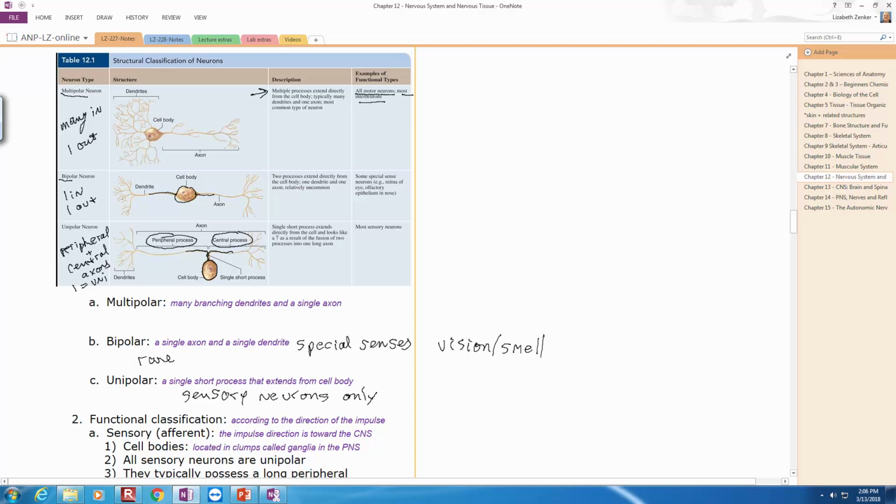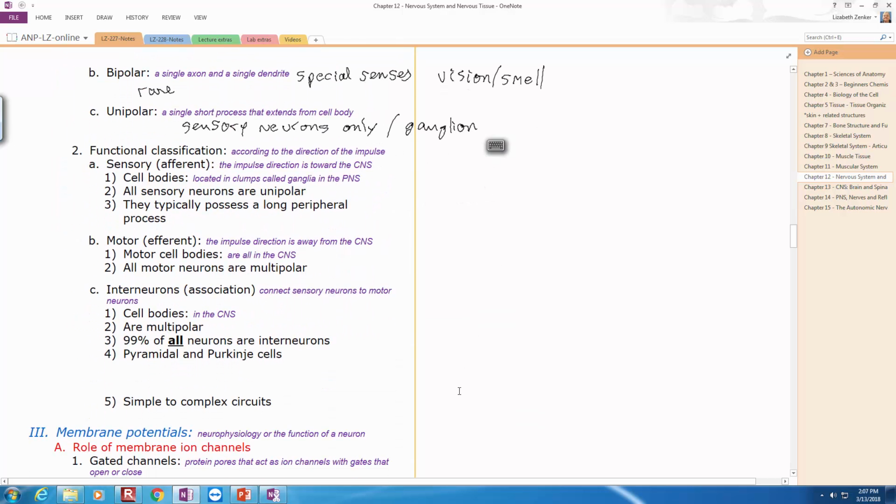All right, so unipolar, think ganglion. Functional classification, according to the direction of the impulse. Here we're coming back to that terminology I introduced at the beginning, where sensory is afferent. Afferent is going to the CNS. It makes sense that sensory, we take information from something that's going on, visceral versus body, that we're going to send up to the brain, and our brain's going to decide what to do with that information. What does that info mean? So impulse direction is toward the CNS, afferent, ascending.